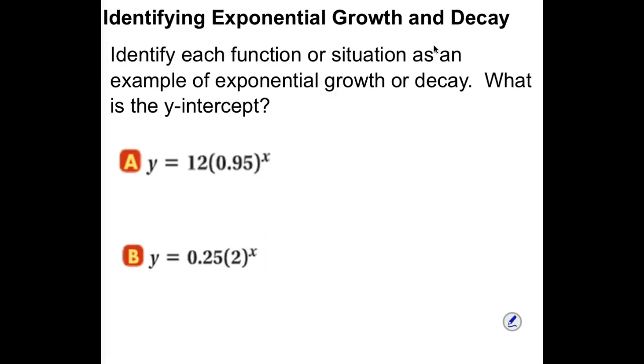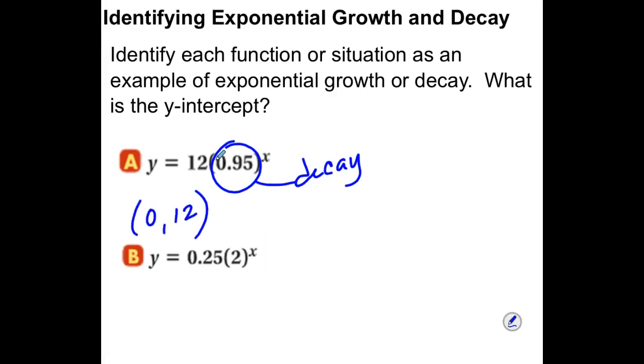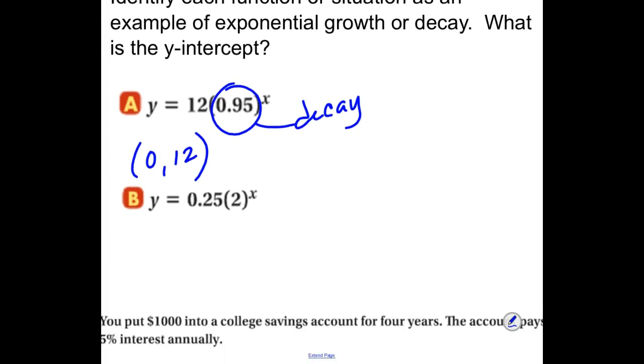Growth or decay? Decay. There we go. And we're looking at this piece, right? That tells me it's a decay situation. What is my y-intercept? 12. The 12. All right. Second one? Growth because of the 2. And y-intercept? 25.